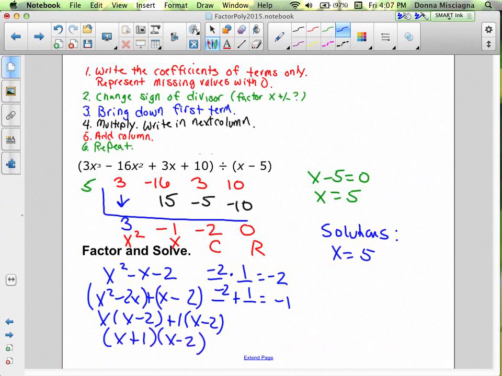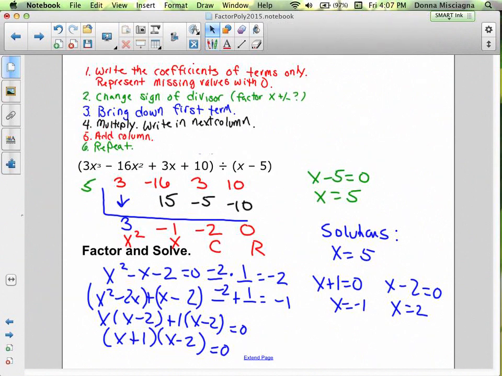And that means, oh, I should have set this equal to 0, I'm sorry. And that means our other two solutions are x plus 1 equals 0, so x is negative 1, and x minus 2 equals 0, so x equals 2. And those are all our solutions. We have 3 solutions because we're cubic, and in this case, we have 3 x-intercepts because they're real.